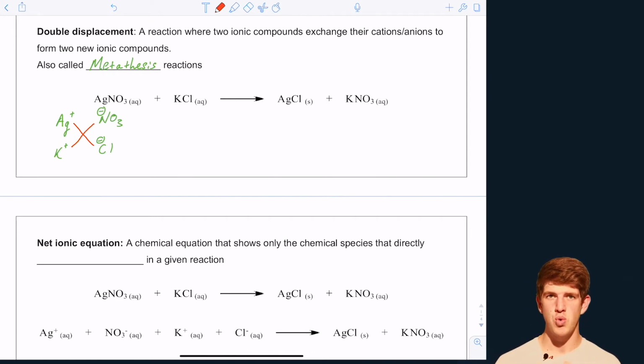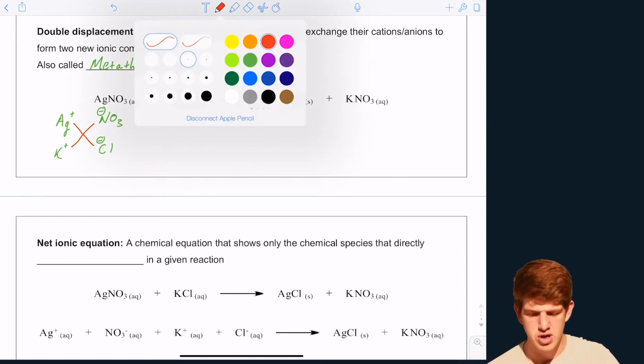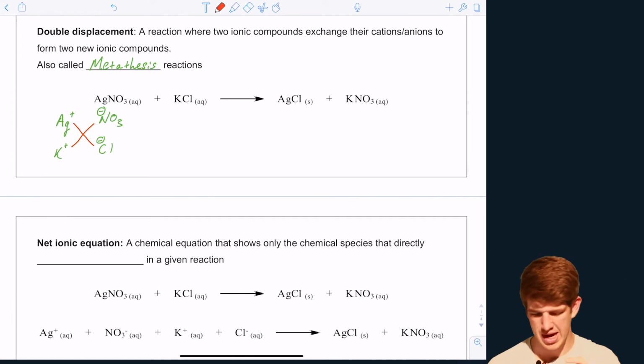But it's a little bit more difficult than that when you actually think about what's going on. The reason that we're going to have to talk about this is you could be asked to write the net ionic equation for a double displacement reaction.